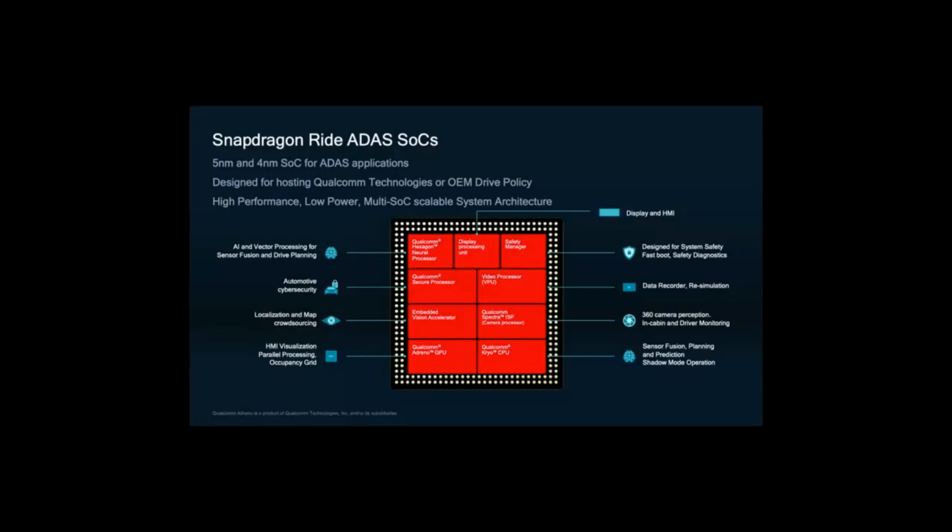Going a little bit into detail into an SOC, you can see that we have a pretty complex system on chip. We have various subsystems within the SOC. We have a Hexagon neural processor, which does the neural network processing. We have separate what we call IP cores, or smaller pieces of hardware within the SOC for display, safety, security, video processing, camera processing, GPU, and the CPU.